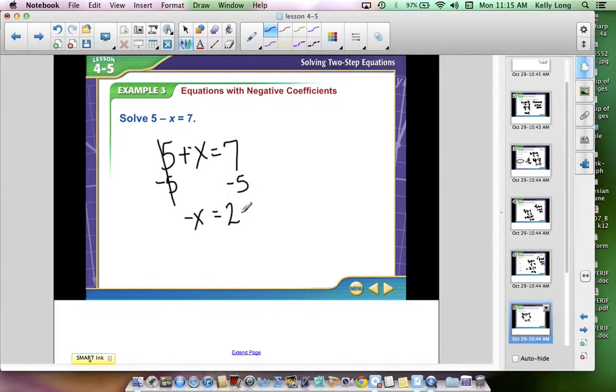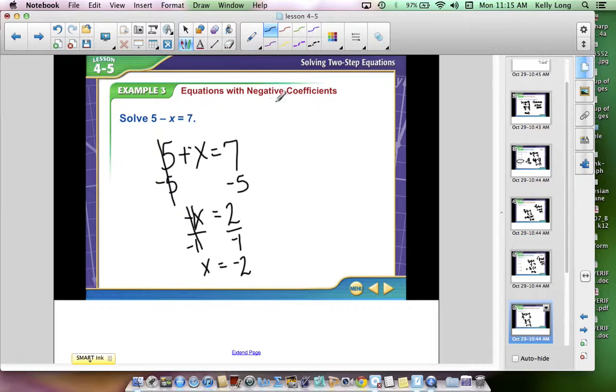Now, do I want to know what negative x is equal to? No, I want to know what x is equal to. And what's my coefficient there on that x? My number in front of it. Remember, if there's nothing there, it's like an understood 1. So it's really like negative 1 times x. What can I do to get the x by itself? I can divide both sides by a negative 1. Those negative 1s cancel each other out, just leaving me with a positive x. And 2 divided by negative 1 is negative 2.